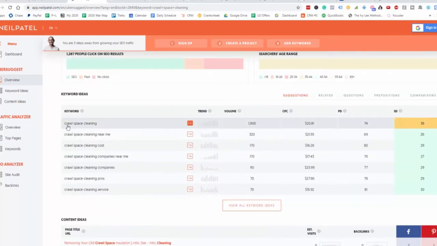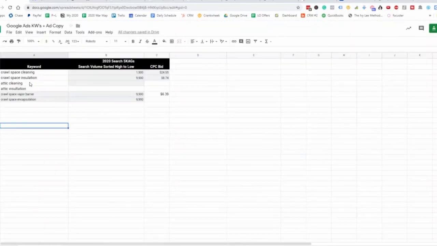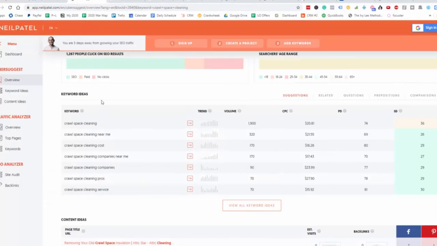So you can see here, we have the top level main keyword as we have in our list over here, crawl space cleaning. And then all of these would be just under this particular keyword ad group, right? Crawl space cleaning near me, crawl space cleaning cost. And this does a great job of breaking down the keywords that would all be interrelated.